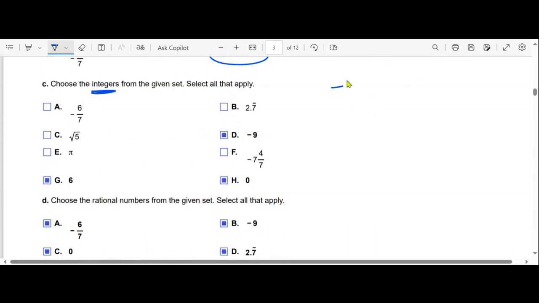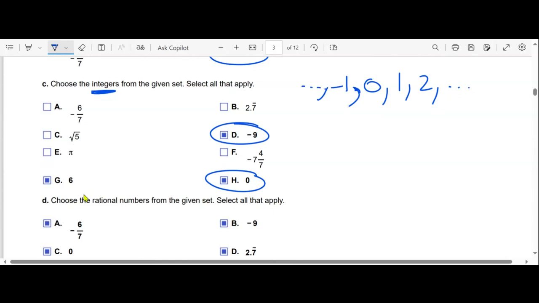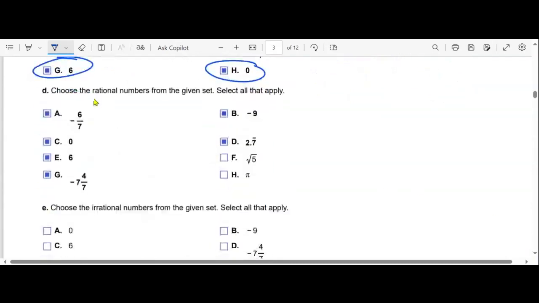So integers means we have -1 and all the negative numbers and what? 0 and the positive numbers, right? So here we have 0, -9, 6. Okay. Next one. Rational numbers.